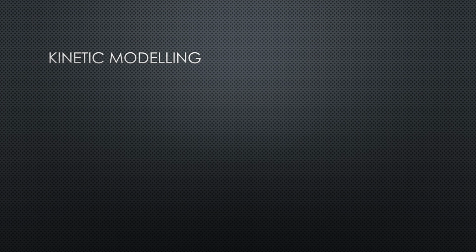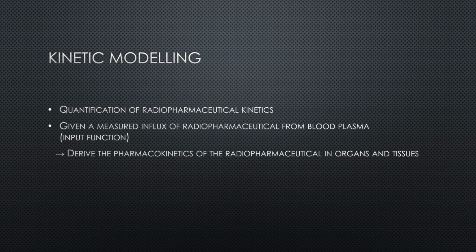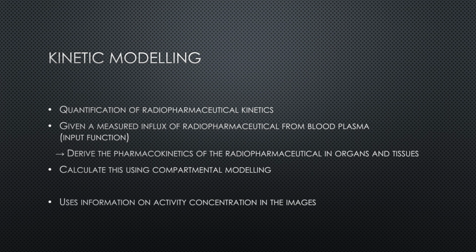The purest form of quantifying physiological processes from our radiopharmaceuticals is through kinetic modelling. So kinetic modelling is going to quantify our radiopharmaceutical kinetics. This works by taking a measure of the influx of radiopharmaceutical in blood plasma, which we call the input function, to determine the pharmacokinetics of the radiopharmaceutical in organs and tissues. We mostly do this through compartmental modelling. And this method uses information on the activity concentration that we get from our images.